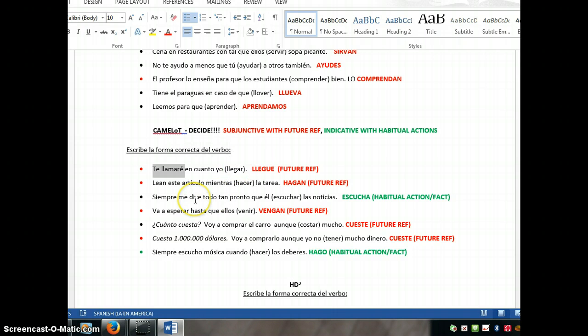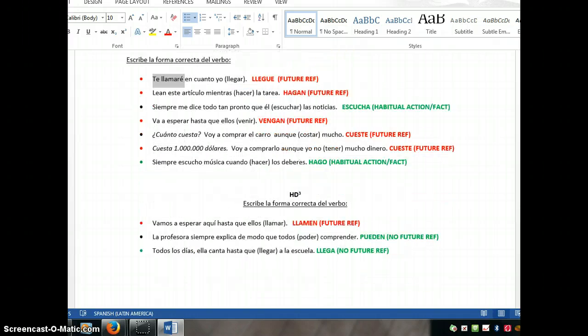Whereas if we look at the third example, siempre means always. He always tells me everything as soon as he hears the news. By saying always, it is a fact, therefore we use the indicative, escucha.